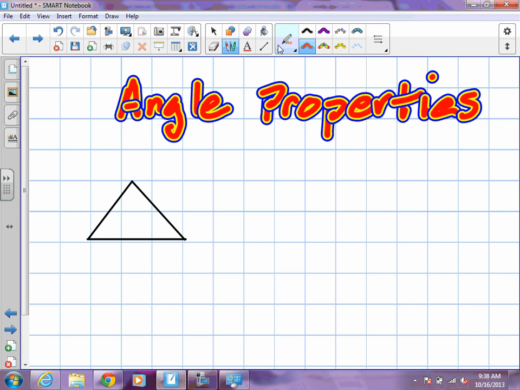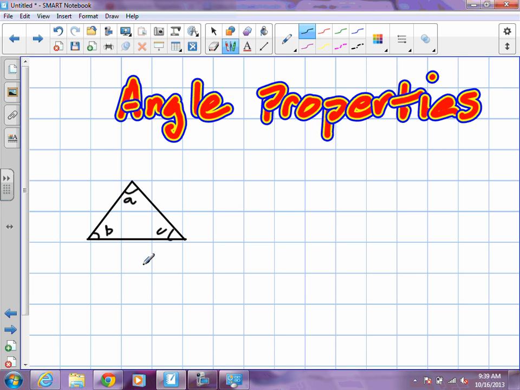Okay, so we're going to go through angle properties, and there are many different rules we're technically going to need to know for this. So, the very first one is we have a triangle in this case, and we're going to talk about the interior angles of a triangle. That's all the angles inside. We're going to call them A, B, and C.